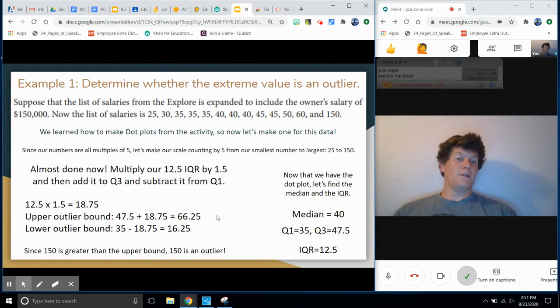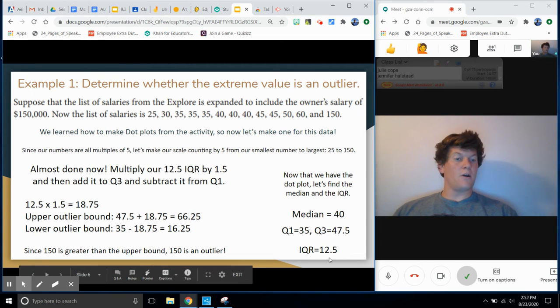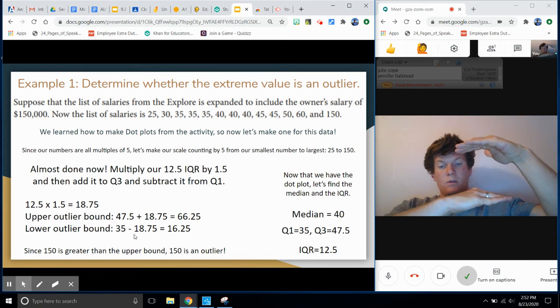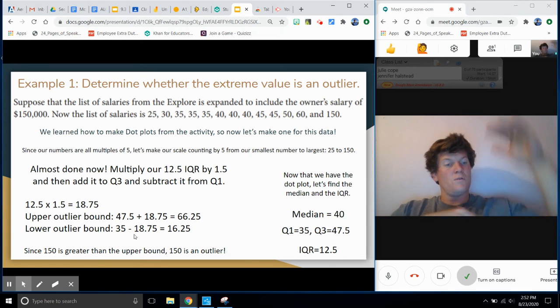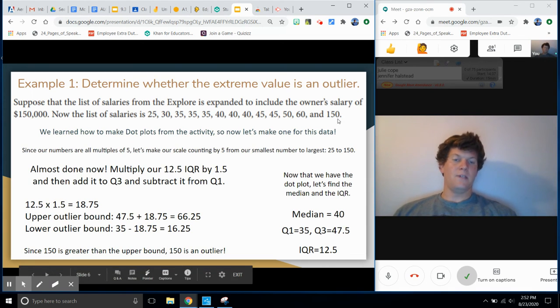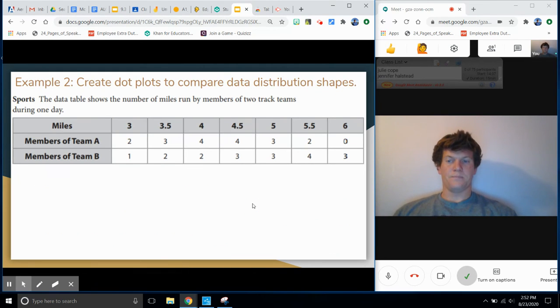So that's why we calculated to make sure. Okay, so we took data, made a dot plot, found our median, our Q1, Q3, and our IQR, so we could multiply it by 1.5 and then add it to our Q3, subtract it from our Q1, and find our upper and lower bounds to figure out if any numbers were above or below. Any of those were outliers. 150 is an outlier.